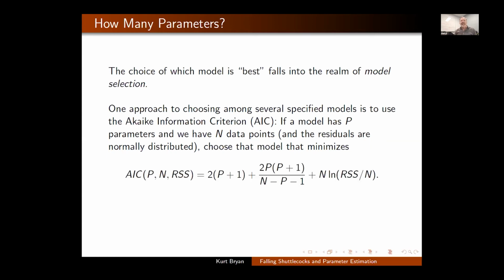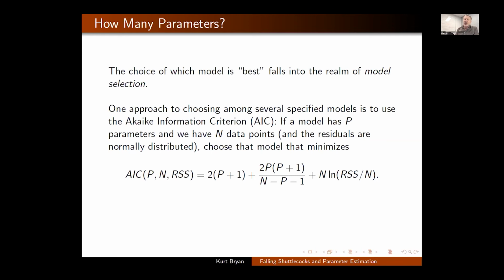So the AIC computes the following quantity. P is the number of parameters in your model. N is the number of data points you have. RSS is the residual sum of squares. You compute this quantity, and it comes from ideas in information theory and statistics. It's an attempt to decide which model does the best job of explaining the data. I'll just leave it like that. We can compute this for each of the models at hand.